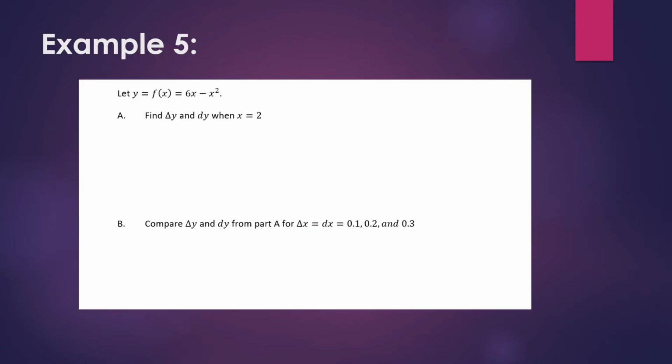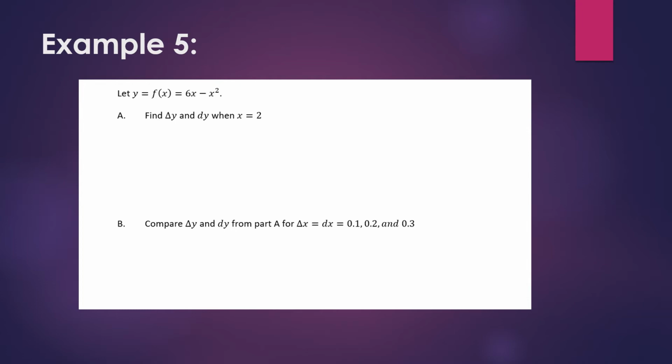So now we're going to take a look at how the approximation and the actual value will be very similar. So it says let y equal f of x, which is 6x minus x squared. And they say find delta y and dy when x equals 2. So we're going to see that one of these ways is going to be a little bit longer than the other, but the final results will be very close.